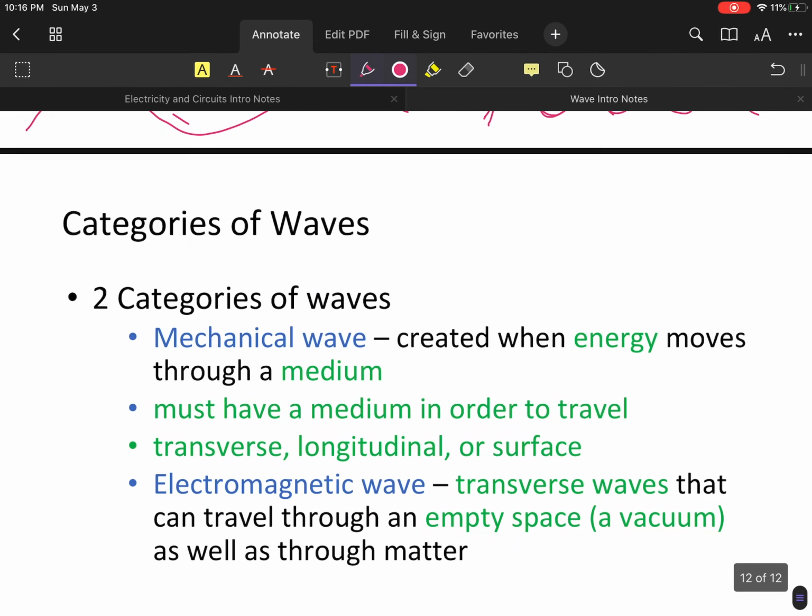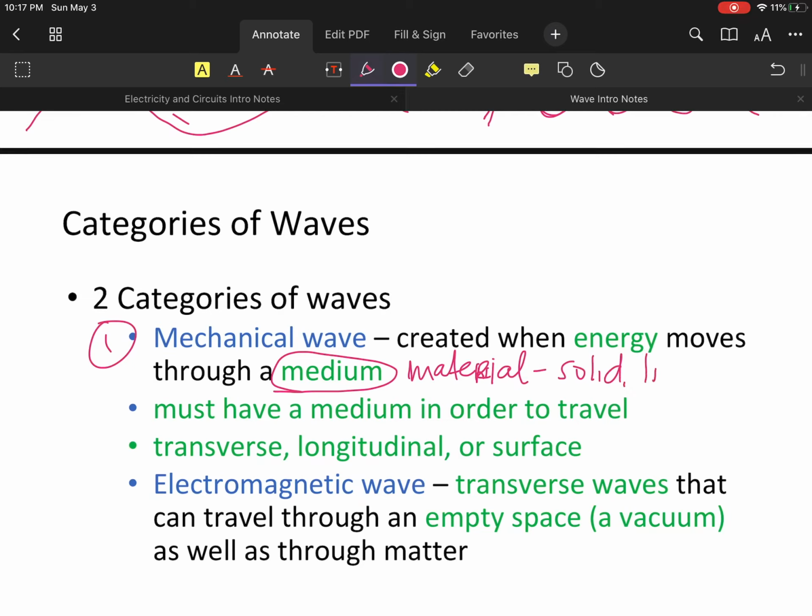Okay, the last thing is categories of waves. We've talked about the two types of waves. Now we can group them into categories based on how we can study them. So the first one is mechanical wave. The main thing here is that we have to have a medium, or some type of material. So either a solid, a liquid, or a gas. We have to have some type of material in order for that wave to travel.